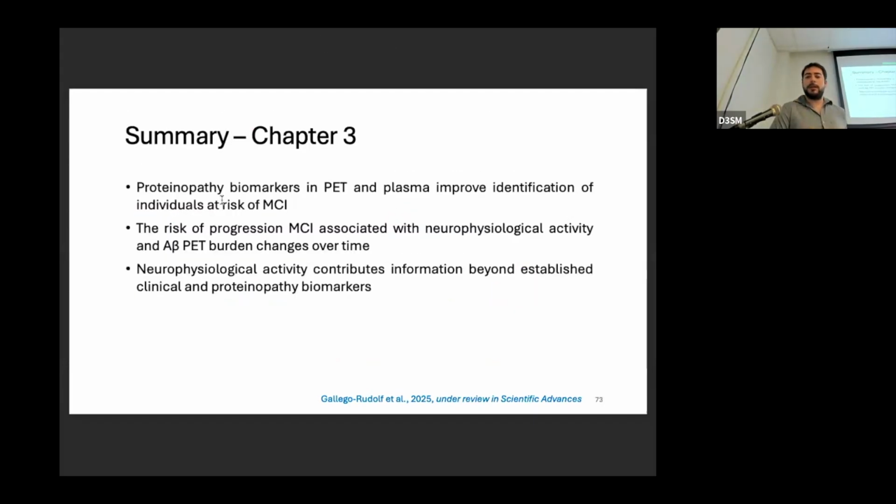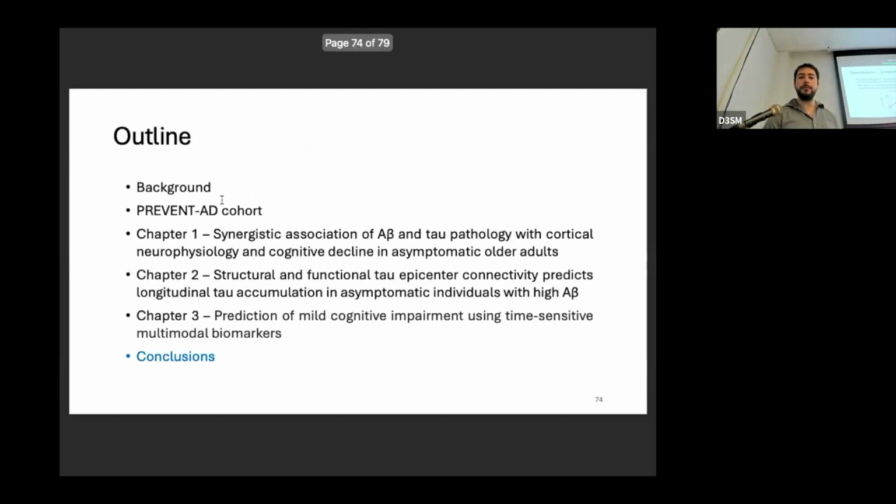So in summary, we see that PET and plasma are already very good at identifying individuals at risk of MCI, but we do gain some additional information when we incorporate neurophysiological activity, especially taking into account that the risk associated with alpha power is not going to be homogeneous over time and it's going to vary. And when we compare these models with and without including neurophysiological activity, we see better performance, supporting the idea that although it is not a specific biomarker of Alzheimer's disease, such as the quantification of proteinopathy, it might be a complementary biomarker that can boost the accuracy of the models already incorporating clinical and proteinopathy information.